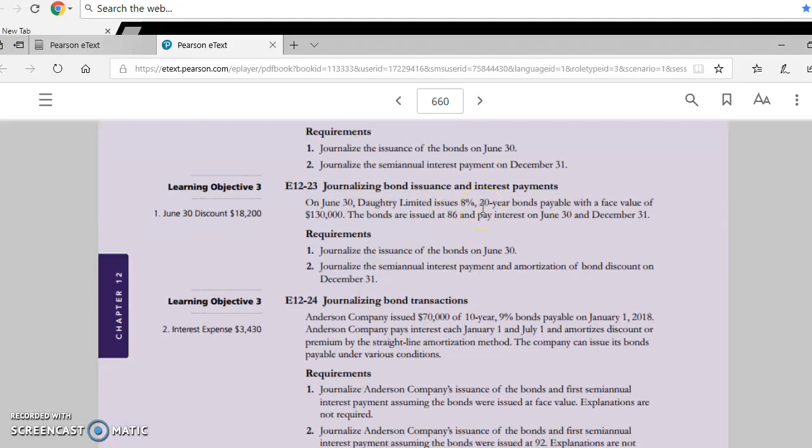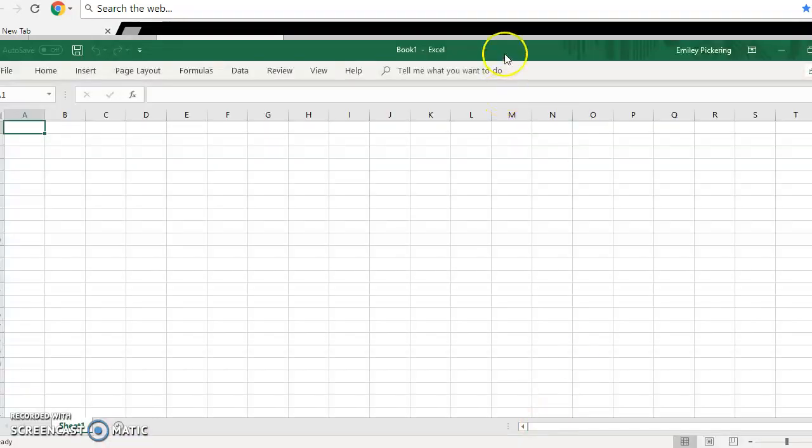All right, so we're going to do a couple of bond examples. The first one I want to do is one with a discount. So it's 12-23. We issued an 8% 20-year bond with a face value of 130,000. Bonds are issued at 86 and pay interest June and December. So let me pull up Excel here.